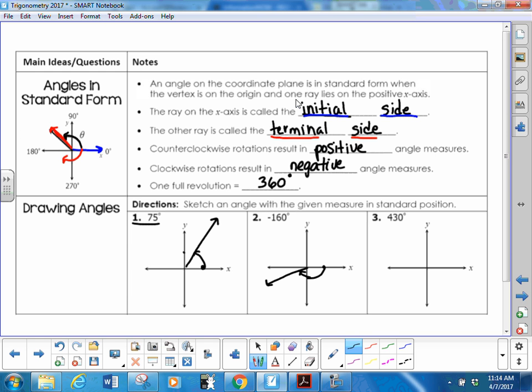And so, you know, let's go back to number one. If this is your initial side, what quadrant is your terminal side in on number one? What quadrant is your terminal side in on number one? What quadrant is your terminal side in on number two? 3.